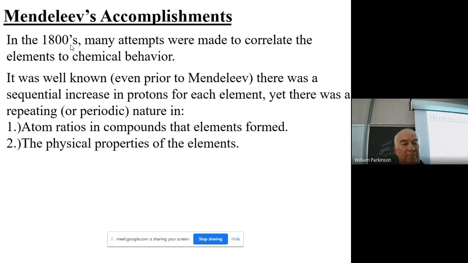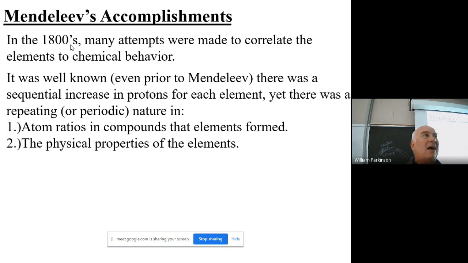It was known that the mass of the elements increased according to how many protons were present, how many positive charges were located in the nucleus of each element, but still the properties of the elements repeated in the types of compounds they formed and the properties they exerted. So there was something going on there, and they couldn't figure it out because nobody could line the pattern up to the increase in weight perfectly. Mendeleev was able to do it.